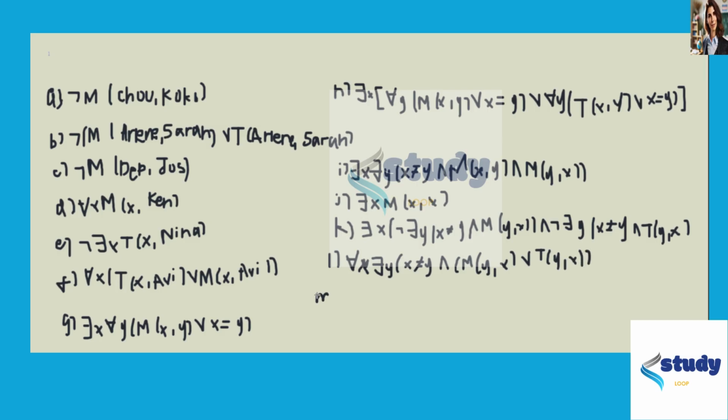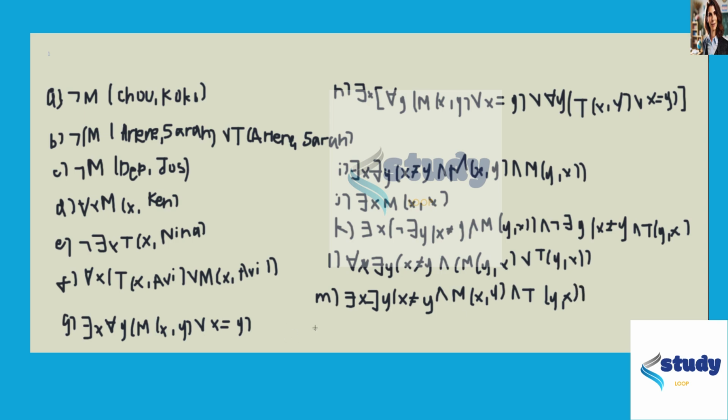For M, it can be rewritten as there exists a student x and a student y such that they are different people, and x sent y an email message and y telephoned x. So existential for both, x is not equal to y since they're different people, and M(x, y) and T(y, x), y telephoned x.